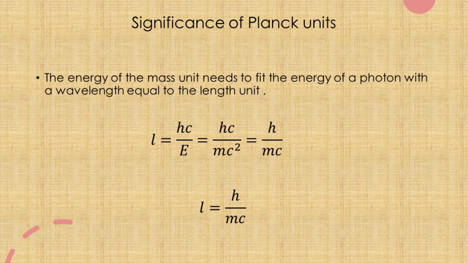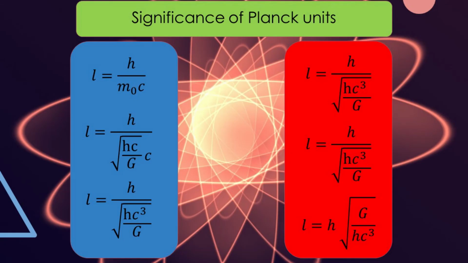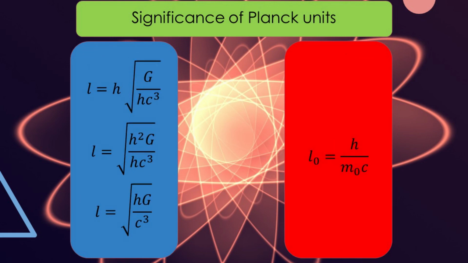The energy of the mass unit needs to fit the energy of a photon with a wavelength equal to the length unit. This means if you do the math, L has to equal h over mc, or length has to equal Planck's constant over mass times the speed of light. When we do the necessary math from the units, we get what you see here. This brings us to the wavelength of a photon with the energy of Planck mass equaling Planck length.